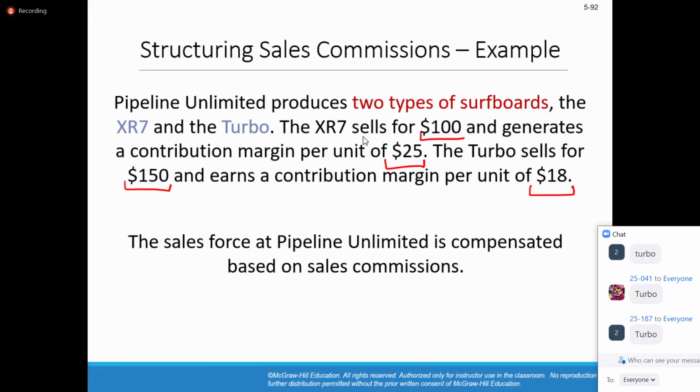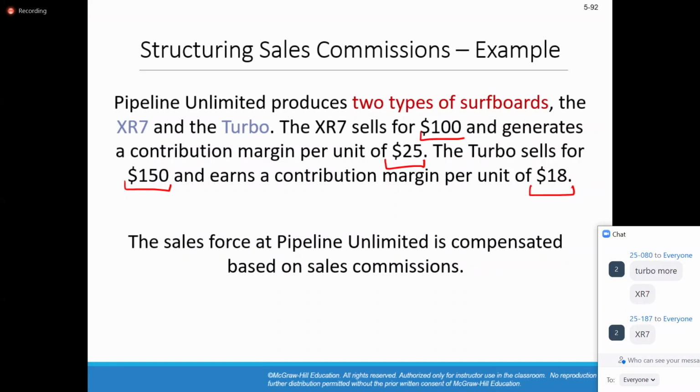You will want to sell XR7 more, or you will want to sell Turbo more? Turbo more. The clear reason is that Turbo is selling at a higher price, and if the sales commission is multiplied on this price, it will be a greater amount. So I will get more sales commission if I sell Turbo more. So for the company, which product is contributing more margin? XR7 or Turbo? For Pipeline Unlimited, the XR7 is giving more contribution.